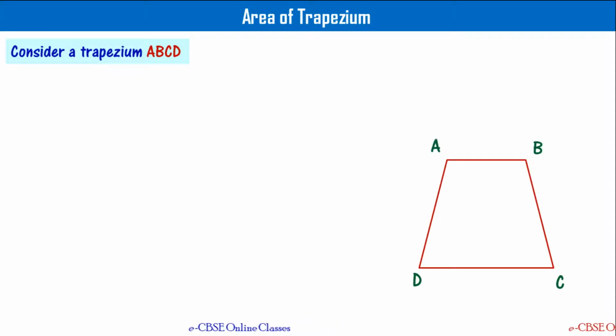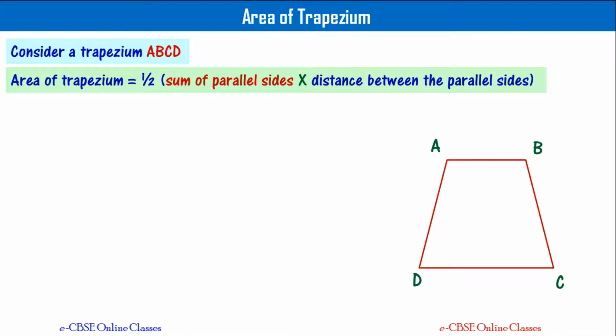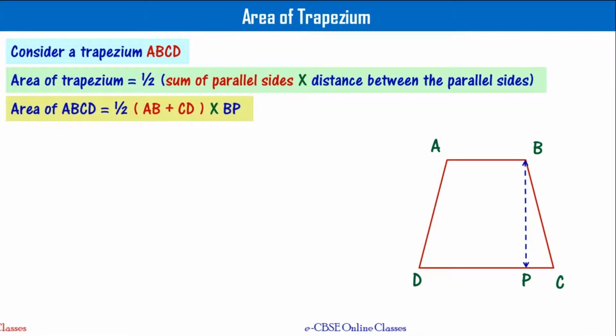Let's consider a trapezium, trapezium ABCD as shown in the figure. Area of trapezium can be written as half times sum of parallel sides into distance between the sides. In this particular case, AB and CD are the parallel sides and BP is the distance between those. So area of trapezium ABCD can be written as half AB plus CD times BP.